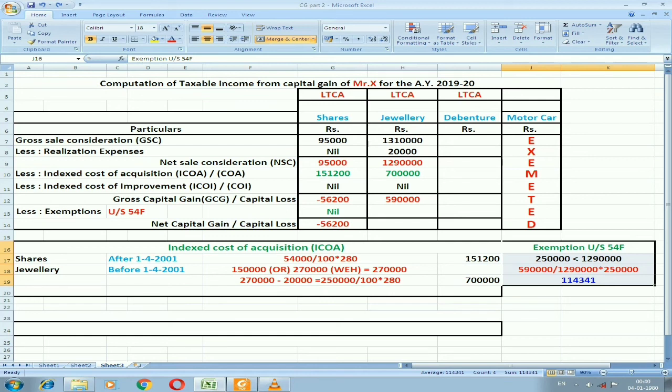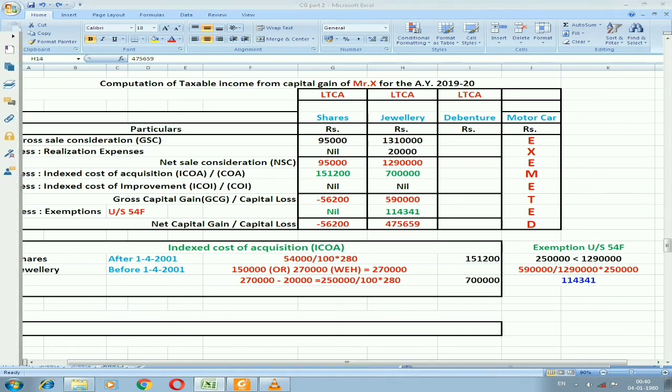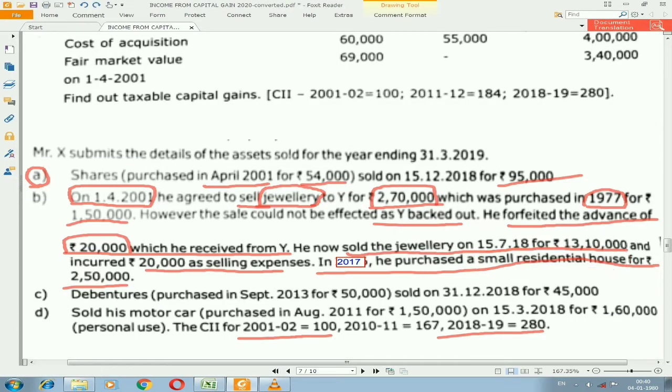1,14,341 as the exemption. So you need to check the condition whether it will be more than the net sale consideration or less than the net sale consideration. Then you can apply the formula if it is less than the net sale consideration. So 2,50,000 is less than the net sale consideration. That is the reason I have used this formula. If it is more than the net sale consideration, you can directly take the gross capital gain amount. So let us take the amount 1,14,341 as the exemption. If you deduct that, you'll get 4,75,659 as net capital gain.